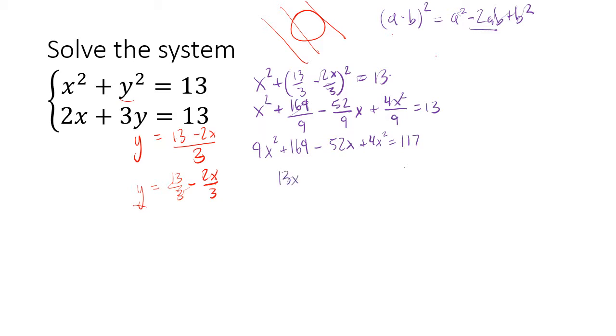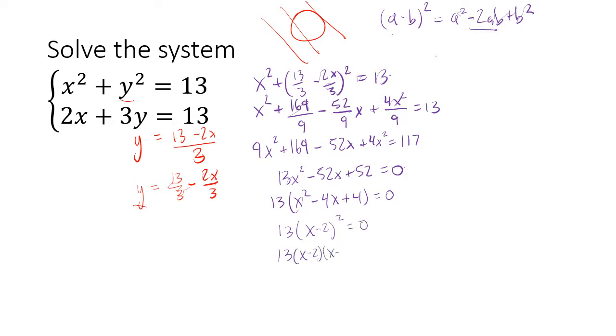I'm going to end up with 13x squared minus 52x plus 52 equals 0. And look, all of these terms are actually multiples of 13. So if I take 13 out of everything, x squared minus 4x plus 4 equals 0. Oh, okay, so this is 13 times x minus 2 quantity squared equals 0. In other words, 13 times x minus 2 times x minus 2 equals 0. So x is equal to 2, and it's equal to 2 twice. In fact, this would make sense. So this is a parabola, right? And it looks like it has a zero with a multiplicity of 2.